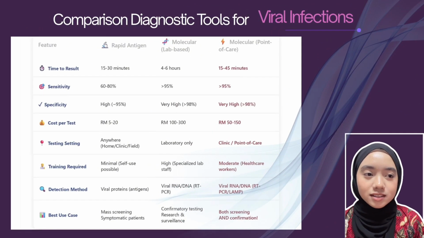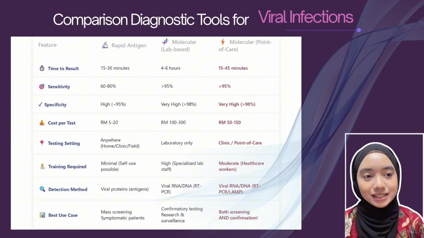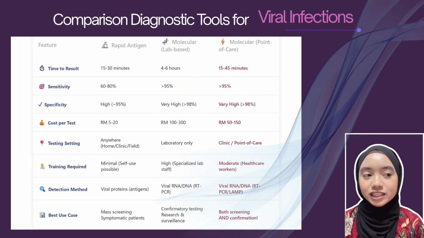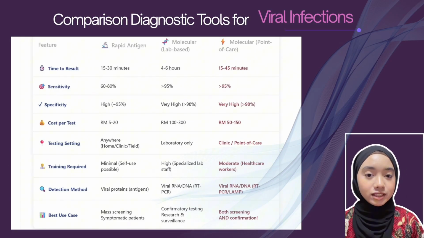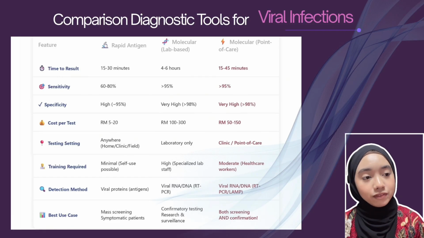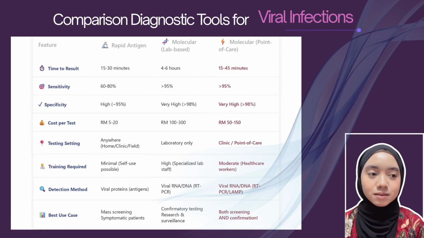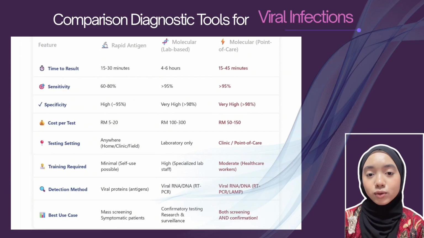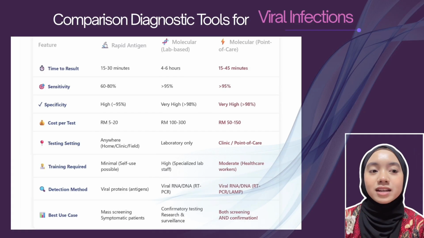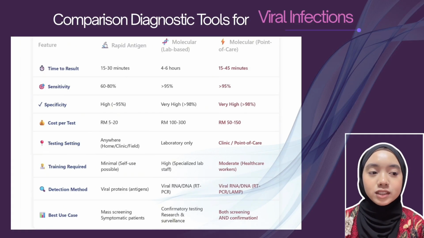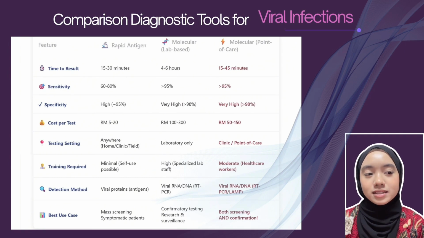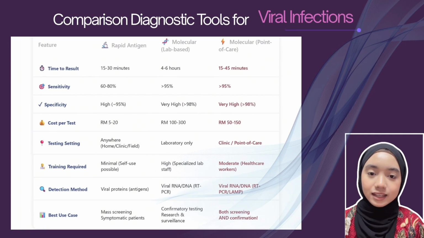So now, let's compare these diagnostic tools side by side. Rapid antigen test is fast, 15 to 30 minutes only, and very cheap, around 5 to 20 ringgit. But sensitivity is only 60 to 80%. Lab-based molecular tests, however, are highly accurate at over 95%, but take 4 to 6 hours and cost 100 to 300 ringgit. So, the breakthrough is point of care molecular that combines both, with over 95% accuracy in just 15 to 45 minutes. Examples include GeneXpert and IRDINA.